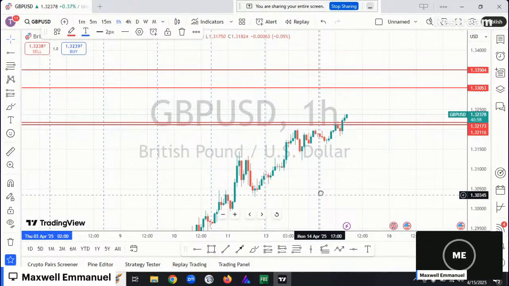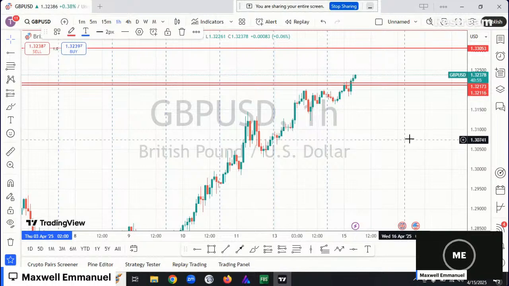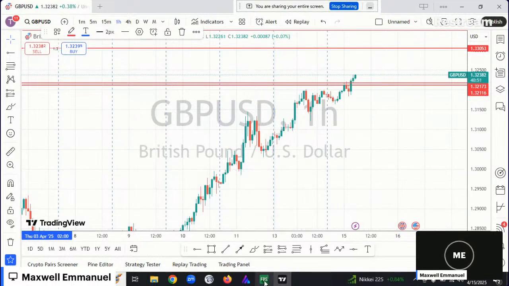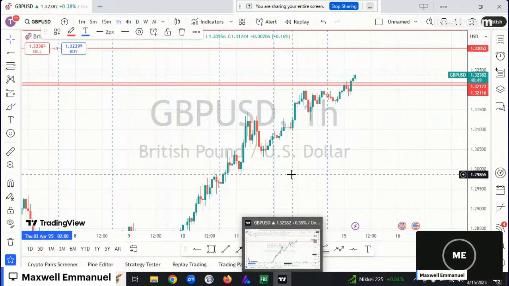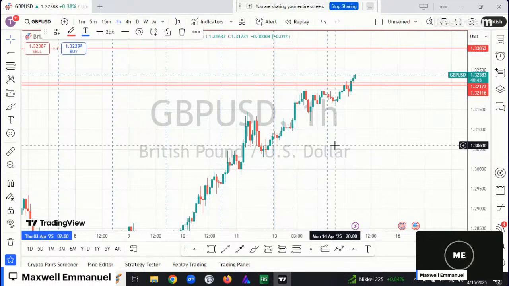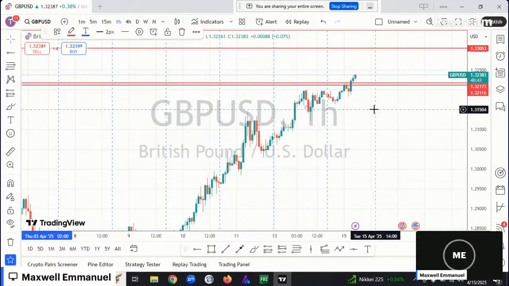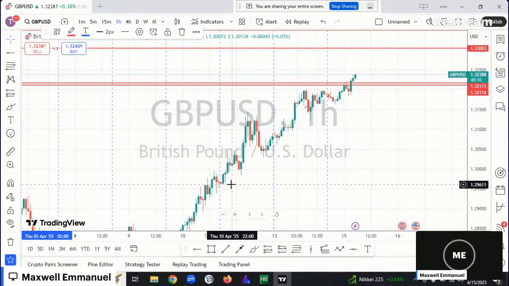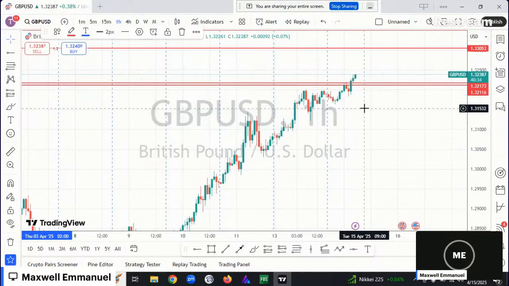Okay, so that's my take on GBP USD. I think GBP USD is set for buy. But dollar index, let's see what dollar index is saying. Dollar index is still bullish. So let's see, maybe in New York session price will pull back to fill this gap here before going bullish. This would be a good area to consider buying.